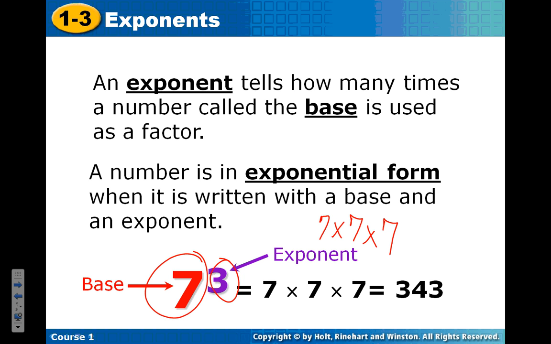Well, think about it. 7 times 7 is 49. 49 times 7 is 343. I didn't do it in my head.